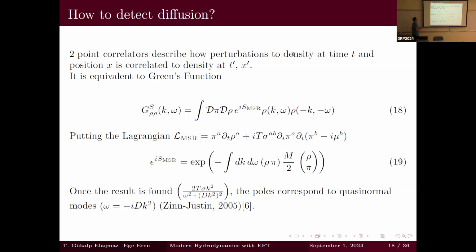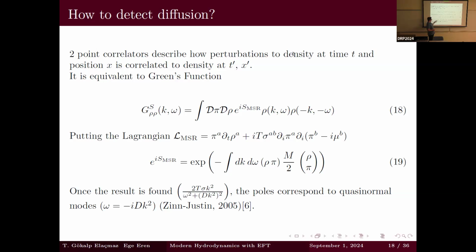We use path integrals, but we use 2-point correlators in order to understand how the density change in one point affects the density at another point in space-time. Now, in order to compute this, we use the Lagrangian that we had from before, and then we take this integral with some neat tricks. I can explain it to you if you ask some questions about it, but we don't have much time here.